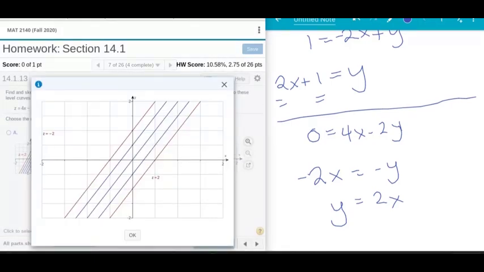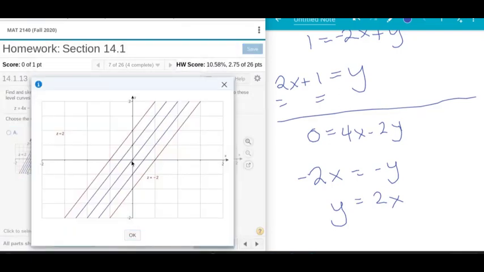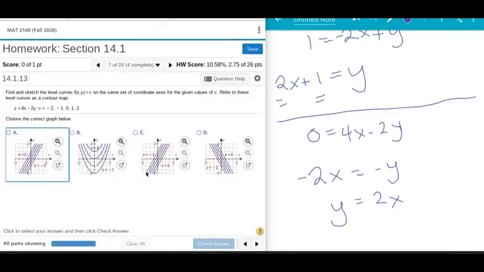So if we plug in 0, 0, we go through the origin, and then we would go up 2 and run 1. So that looks like that's pretty accurate in this middle line here. So let's compare that to this part A, because they look pretty similar. That goes through 0, 0 and up 2 and over 1 as well. Okay, so let's see if there's a difference here in these two, part A and part C. From here, they look really the same to me.